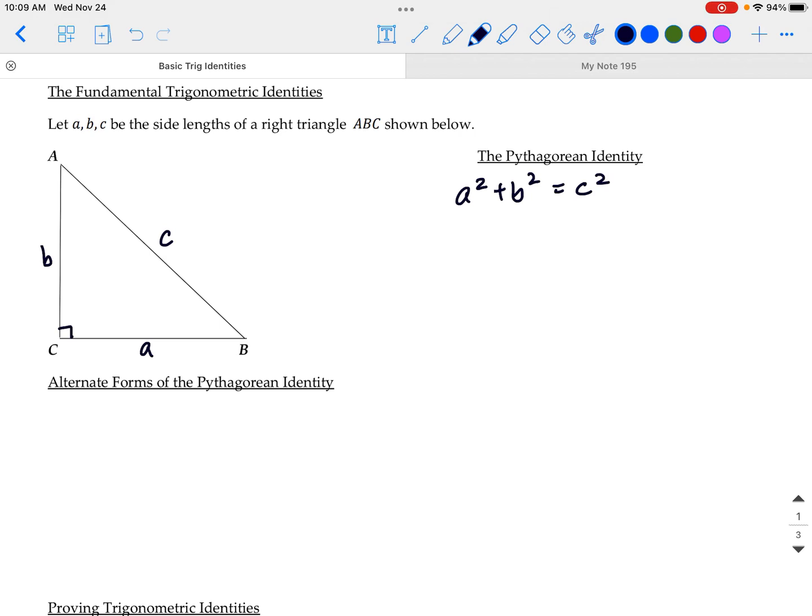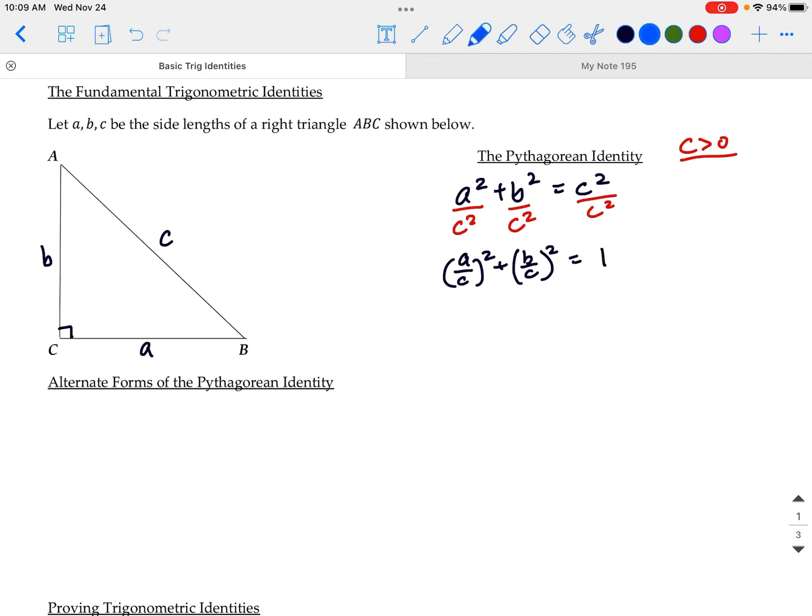But now we're going to manipulate this to introduce trigonometric expressions. So I'm going to divide both sides of my equation by c squared. And we'll note that c is greater than 0 since it's on this triangle, so we don't have to worry about division by 0. And so that's going to be (a over c) squared plus (b over c) squared is equal to, well, c squared over c squared, or just 1.